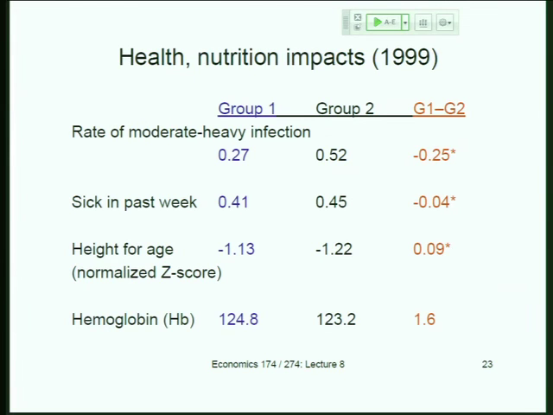And then we also collected finger prick blood draws to get hemoglobin. This is not a statistically significant difference, but it's going in the same direction of saying that kids have slightly better hemoglobin in group 1, in the treatment group. Yeah? Here's the significance of height for age.